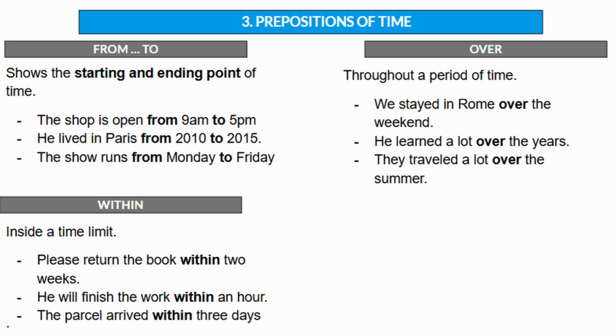He will finish the work within an hour. It means in an hour, you will have finished the work. The parcel arrived within 3 days. It means the parcel didn't take more than 3 days to arrive. Over, throughout a period of time. We stayed in Rome over the weekend. I think we have already talked about "over," but let's talk about it again. He learned a lot over the years. They traveled a lot over the summer.